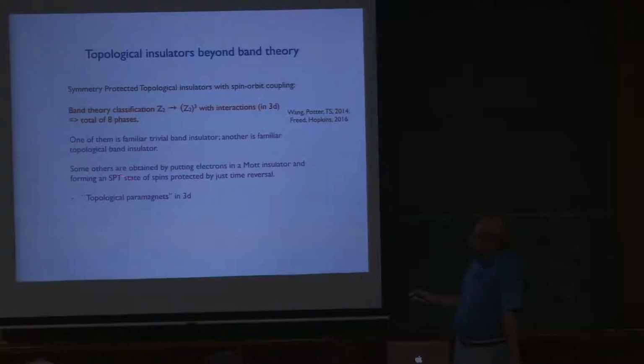So some of these other phases which require interactions should be viewed as topological paramagnets in 3 dimensions, 3D generalizations of the Haldane chain phenomenon. So they can't be described within band theory, just like the Haldane chain. You can't describe it within ordinary band theory. So you have to go into a Mott insulator and do something. Similar things happen here, and these are some of these other phases.